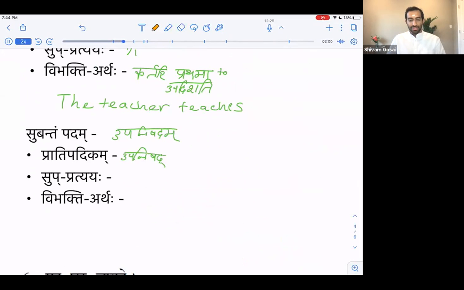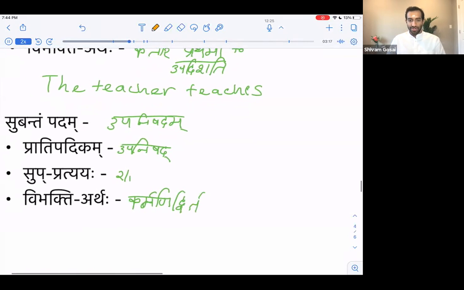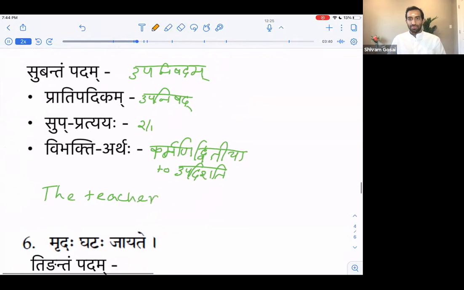Pratipadika, as we're saying, Upanishad, this is Dvitiya Vibhakti Ekavachanam. This is Karmani Dvitiya, so second case in the sense of the object to the verb Upadishati. Right, so what happens? The teacher teaches Upanishad. So notice how this sakara with the dot underneath is the same as this murdanya shakara. Okay, so it's not Upanishad, it's Upanishad.